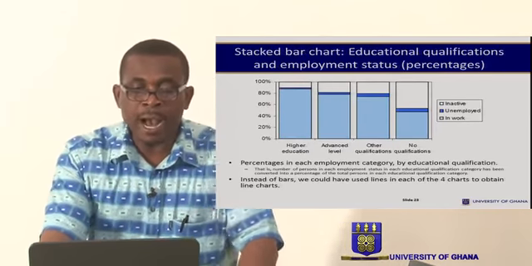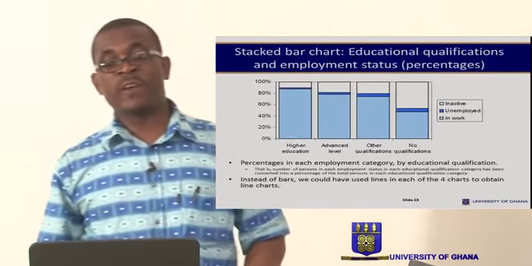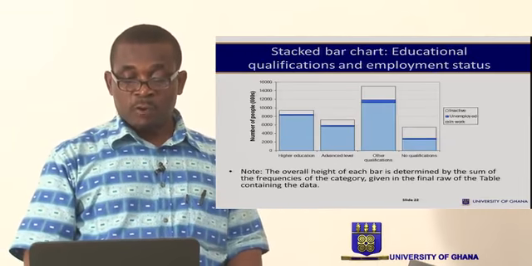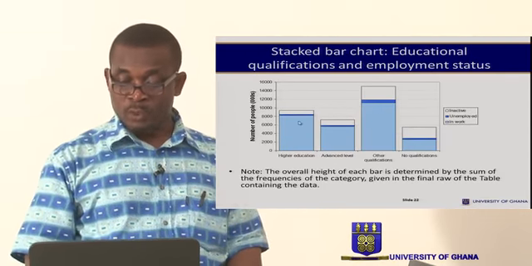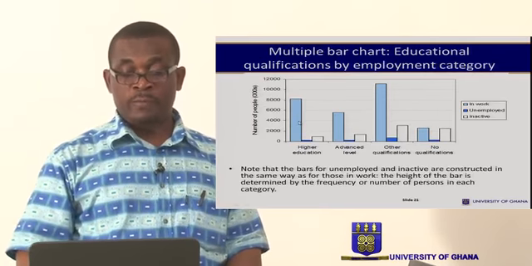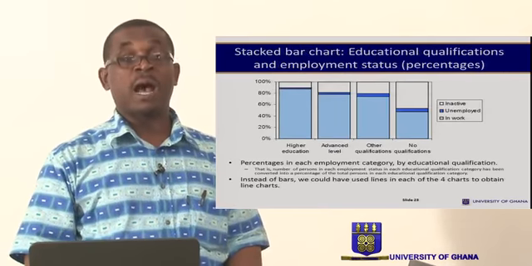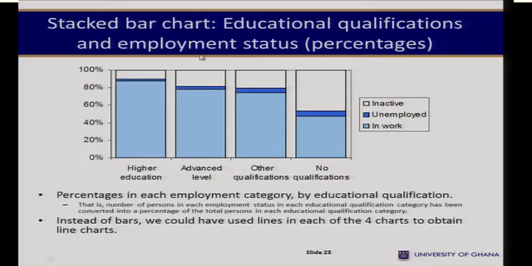Now the stacked bar charts can also be converted to percentages. So instead of looking at the raw numbers here, we compute all of them over 100%. So the total number in higher education, we know it, we make it 100%, and then we split it amongst the three categories: in work, unemployed, and inactive. So that's what we did.